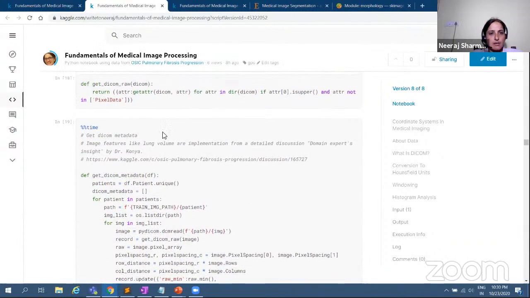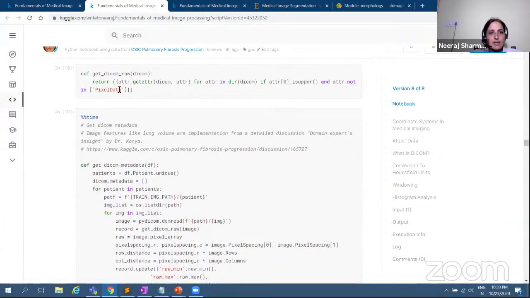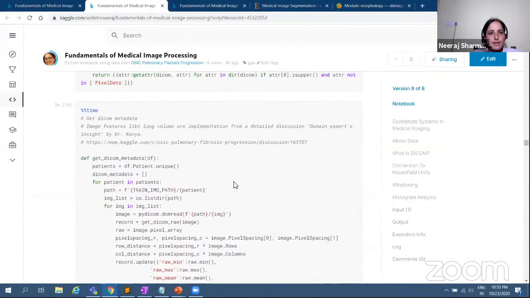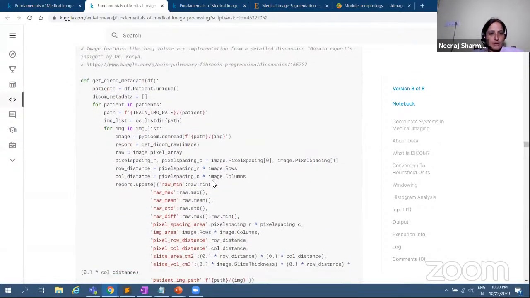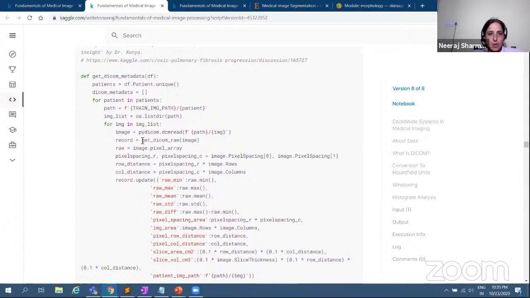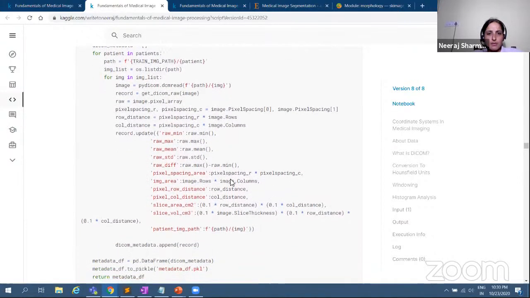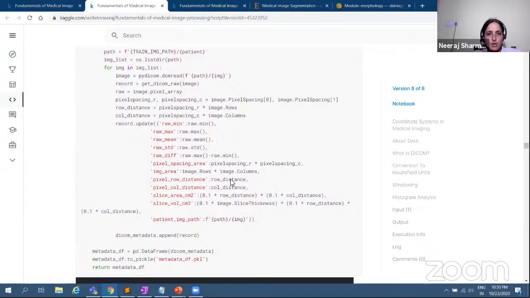So this is nothing but the function to get all the DICOM parameters, converting them into a dictionary and giving it back, except the pixel data, because we do not want to store the images in the data frame. Pixel data is the tag for the image matrix. So this method takes all the parameters of the image and stores them in a dictionary. Then there are a few parameters which we manually calculate and want to store for further usage.